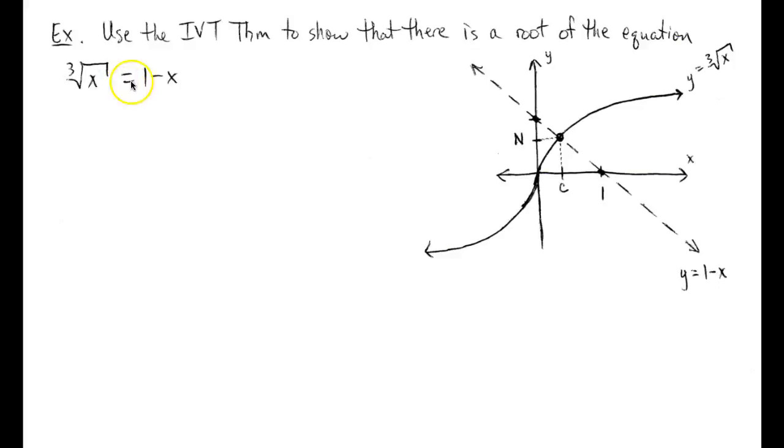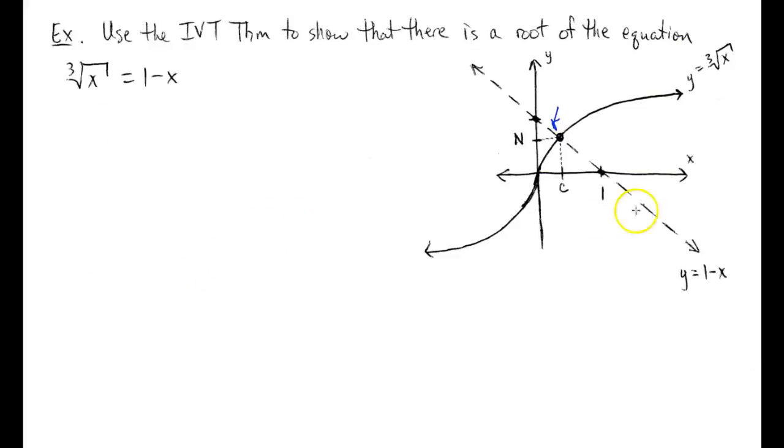So if we interpret this equation, it's trying to figure out for what values of x does the graph of cube root of x and the line 1 minus x intersect each other. And of course, we see that here. Now, notice that the way that this looks, we could take this equation and actually turn it into a polynomial equation.